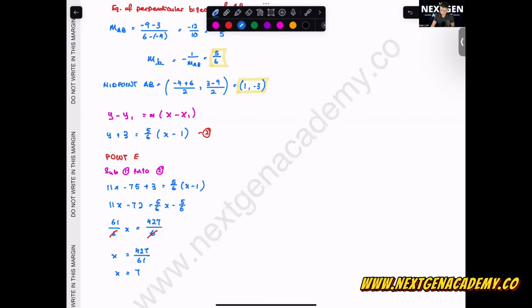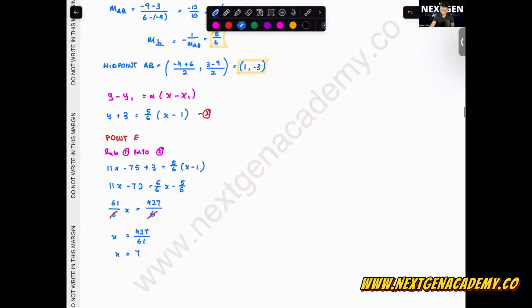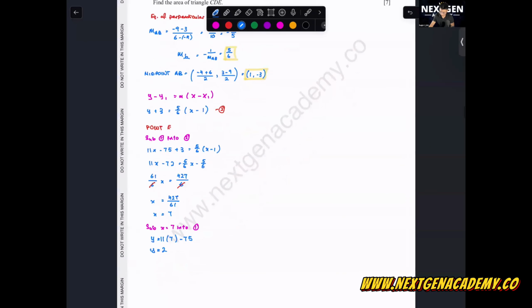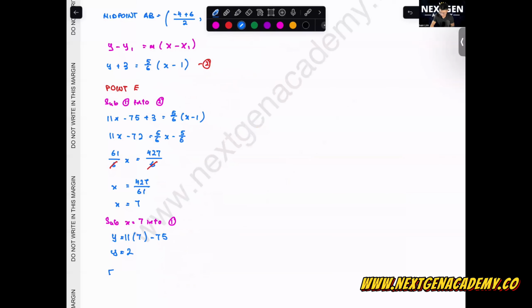Okay, after we find X already, we want to find Y. So I'm going to sub X equals 7 into equation 1. I think equation 1 is easier. So Y equals 11 times 7 minus 75. Okay, Y is equal to 2. So our point E, this is where they meet each other, is 7, 2.